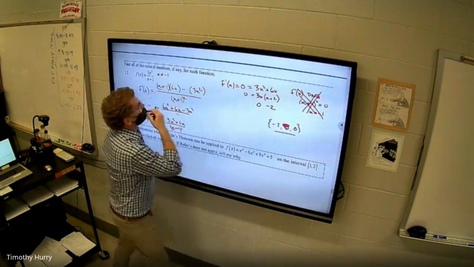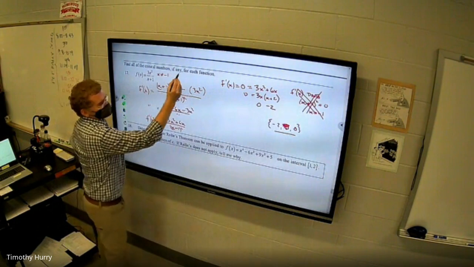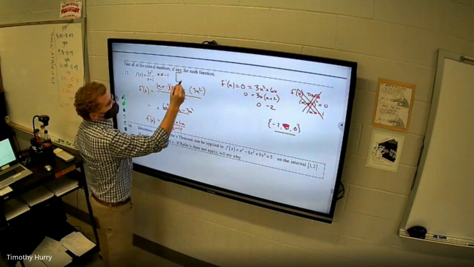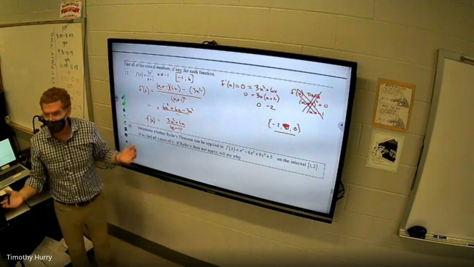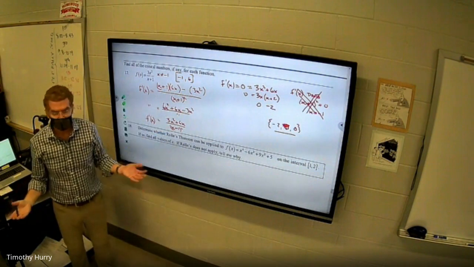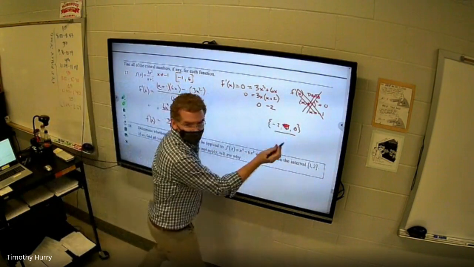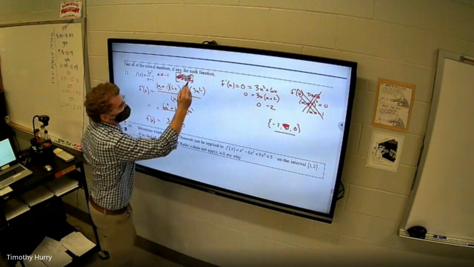And another thing you ought to check is if it gives you an interval like from negative 1 to 6, if I gave you an interval, is negative 2 even in your interval? Well, then I would throw that one out too then, if there was an interval. Now, there's not an interval, but if there was.